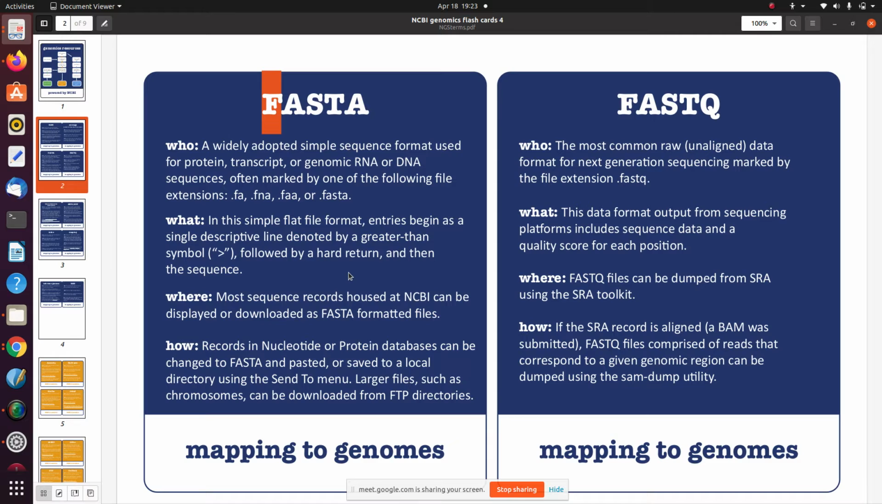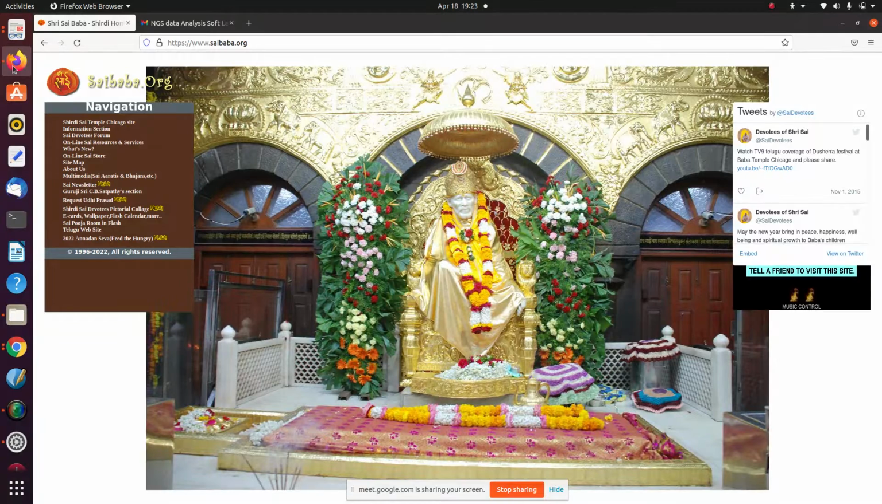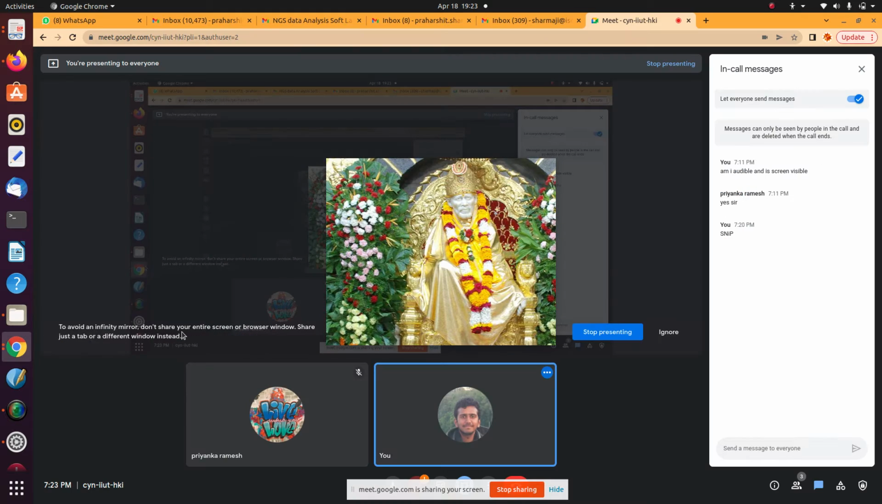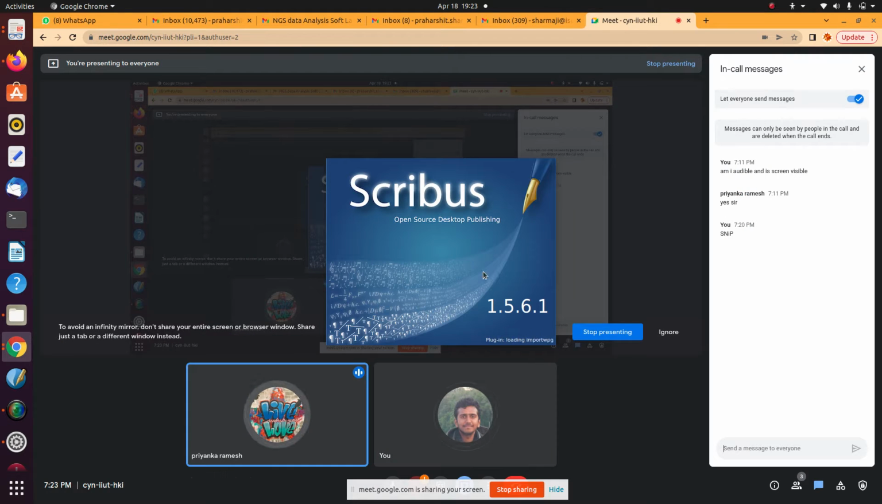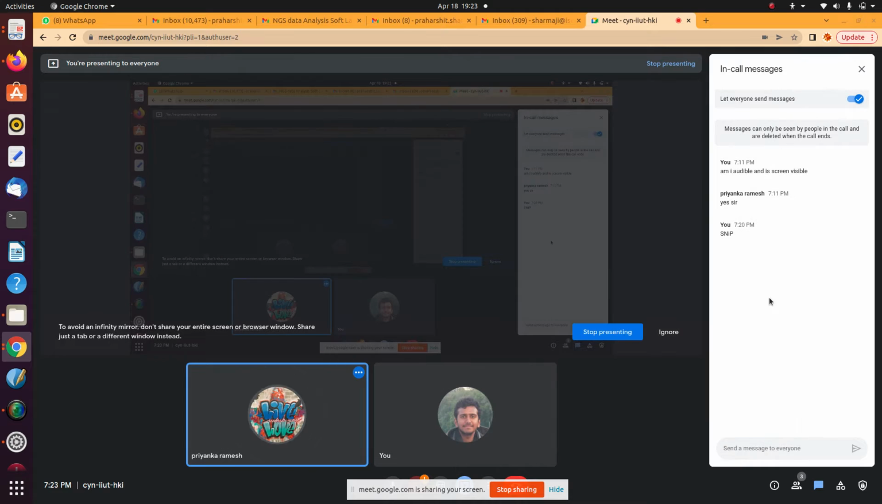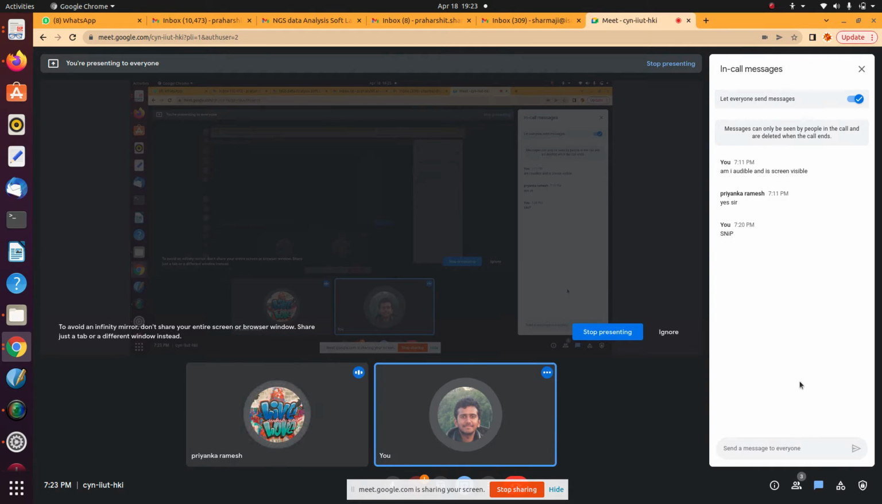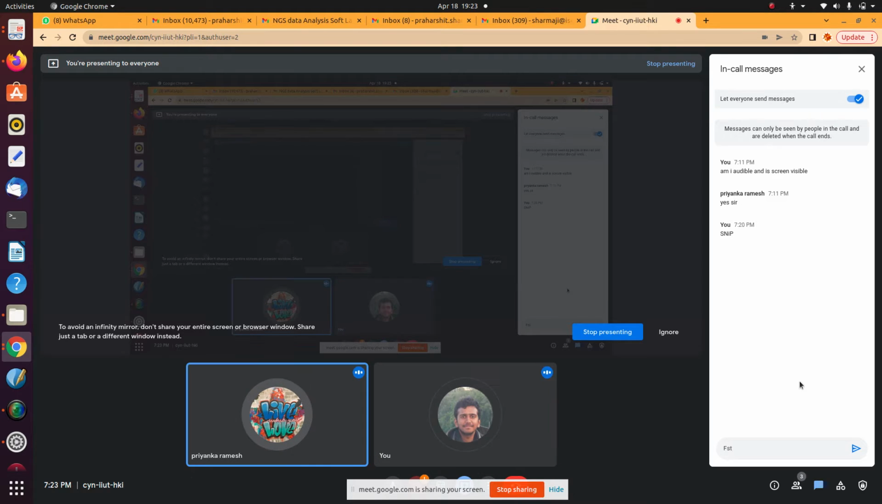So it is just like SNP is pronounced snip, right? Yes, sir. So let me close this. By mistake it opened. Just like SNP is pronounced snip, we pronounce FASTA like this. Okay.